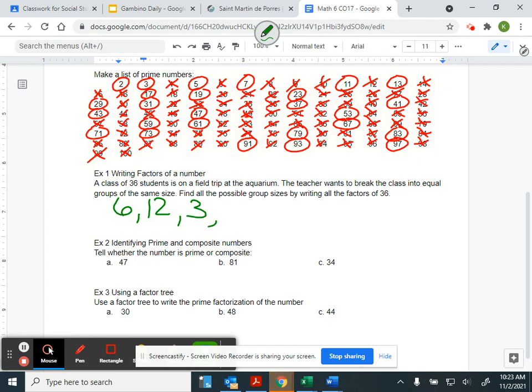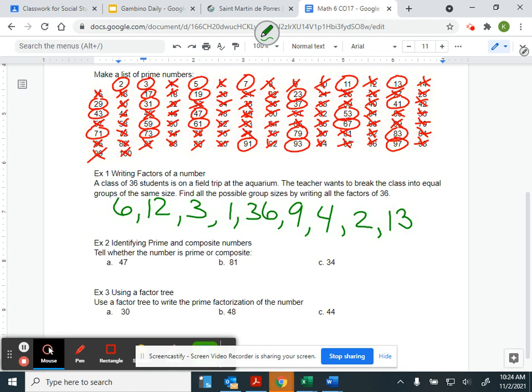What else are factors of 36? 36 and 1. 1 and 36. What else? 9 and 4. 2. And? 2 times what would get us 36? 18. 2 times 18 would be 36. So these are all our factors of 36.